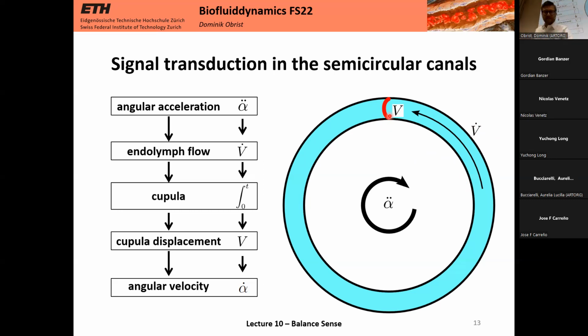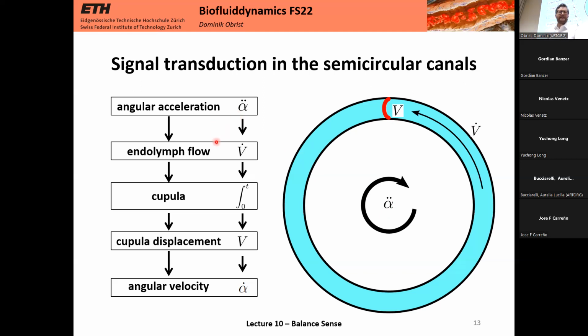And what is this in the middle? This is alpha dot dot. So alpha would be the angle with which I define my head position, right? And alpha dot is the angular velocity, and alpha dot dot is the acceleration. So when I start moving my head, I obviously accelerate the head, and when I stop, I decelerate it. So it's a pattern of acceleration and deceleration.